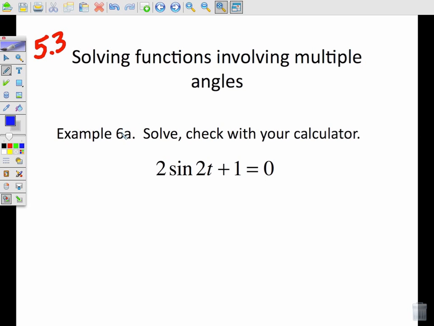Example 6a says, solve and check with your calculator. Well, we still isolate and completely solve our equation. So this is going to be 2 sine 2t equals negative 1. Subtract 1, and then divide by 2. So sine of 2t equals negative 1/2. What we want to know is, when is the sine of the angle negative 1/2? Well, the angle is 2t though, so we're thinking of sine inverse of negative 1/2.